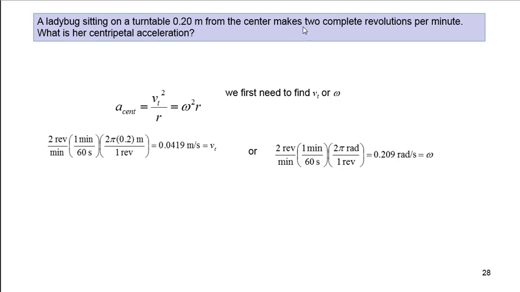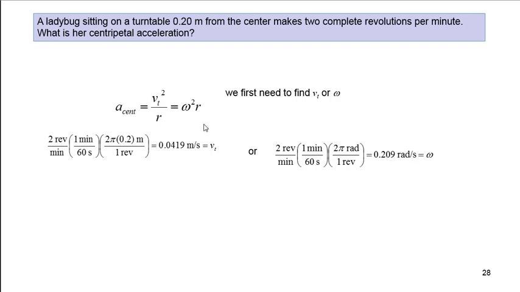So I'm going to, again, take that 2 revolutions per minute. And this is actually already a measurement of omega. But to make this math work out, I need my units for omega to be in radians per second. So I'm going to convert between minutes and seconds, and I'm going to convert between revolutions and radians by saying that 1 revolution is the same as 2 pi radians. So then I get my answer for omega, 0.209 radians per second.